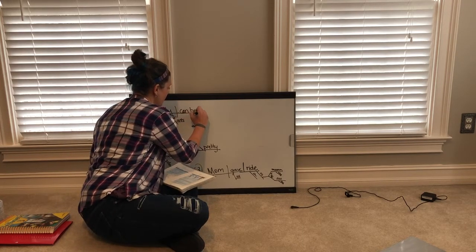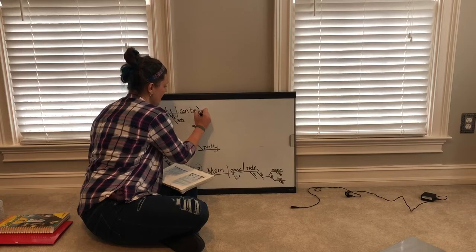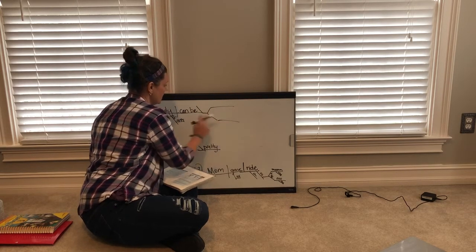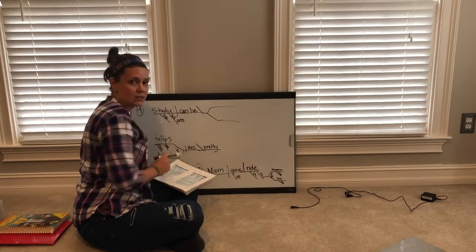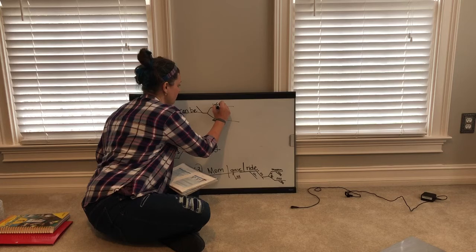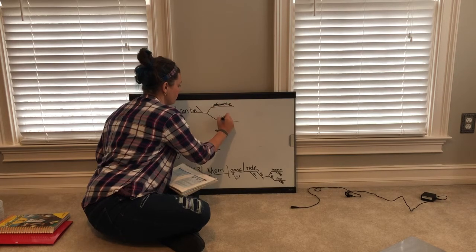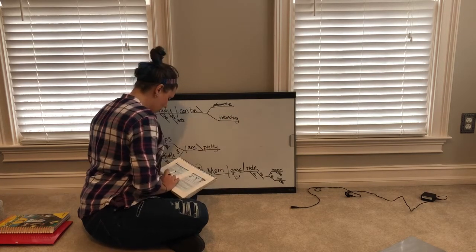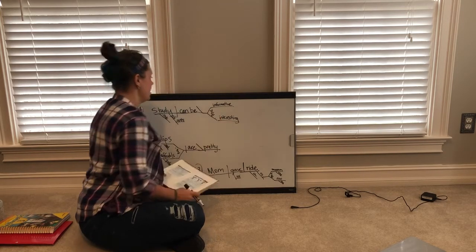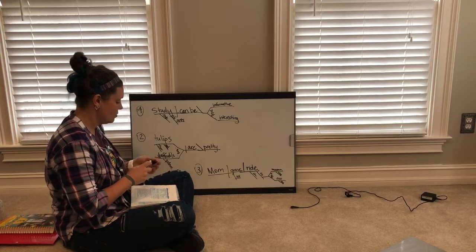Can be is my verb, and then I have a compound predicate adjective, so my slanted line showing that it's referring back to study. These are my predicate adjectives, joined by and. And there is number 4.